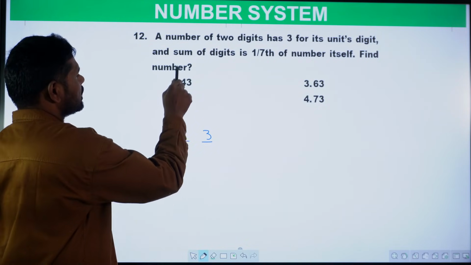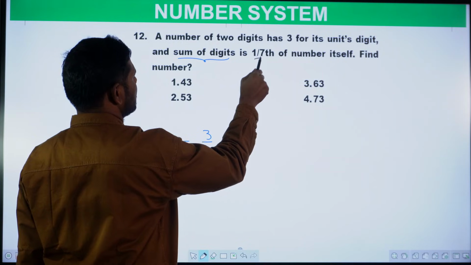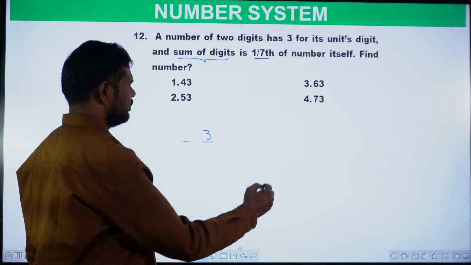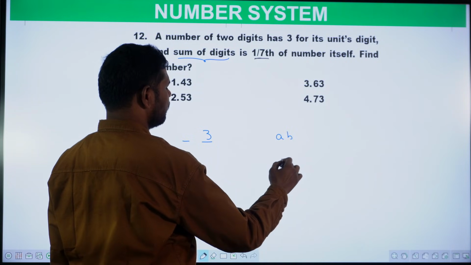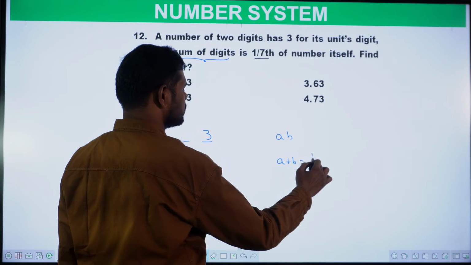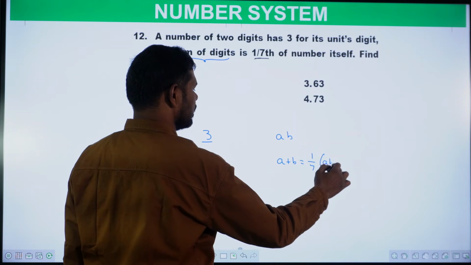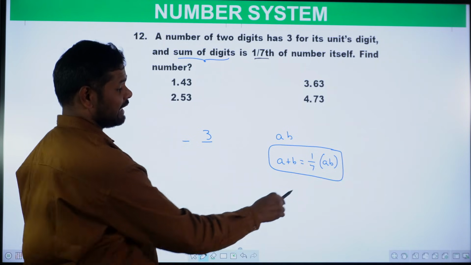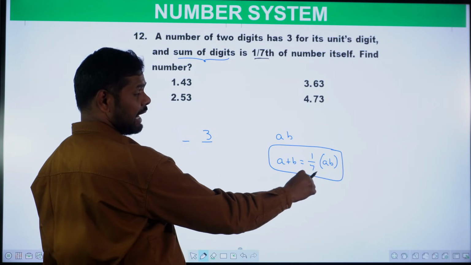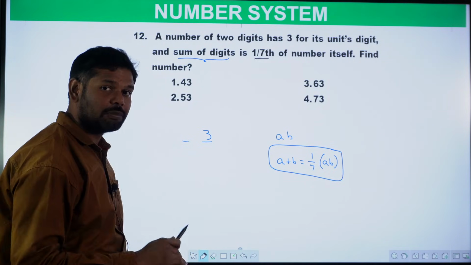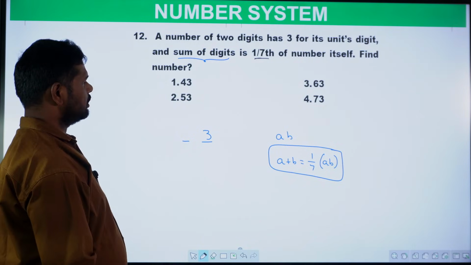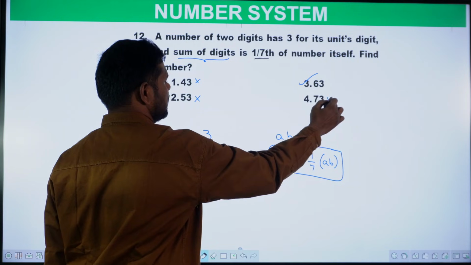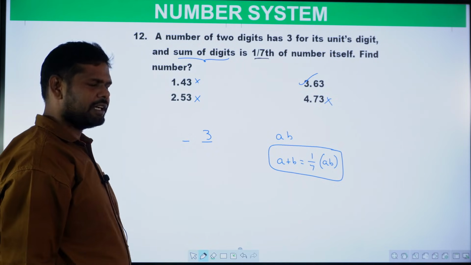But the sum of digits is 1/7 of the number itself. Suppose I take AB; the sum of digits A plus B equals 1/7 of the number itself. This means the number must be divisible by 7, a multiple of 7. Just observe: 43 is not a multiple of 7, 53 not, 63 is, 73 not. So the answer is 63. Very easy.